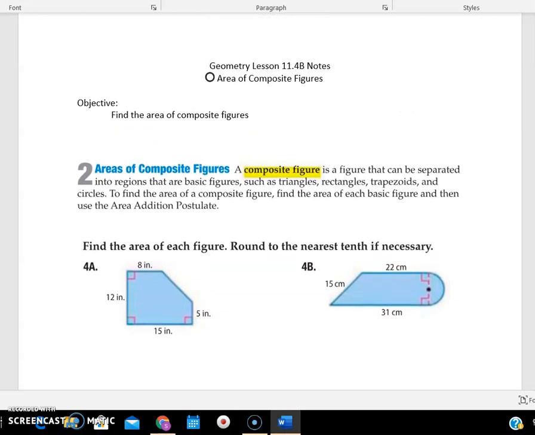Guys, we're going to finish up this lesson and do 11.4b on area of composite figures. A composite figure is a figure that can be separated into regions that are basic figures, such as triangles, rectangles, trapezoids, and circles. And so we've done the area of all of those figures. So that's what we're going to do again. To find the area of the composite figure, we're going to find the area of each basic figure, then use the area addition postulate, which just means that we're going to add the two areas together.